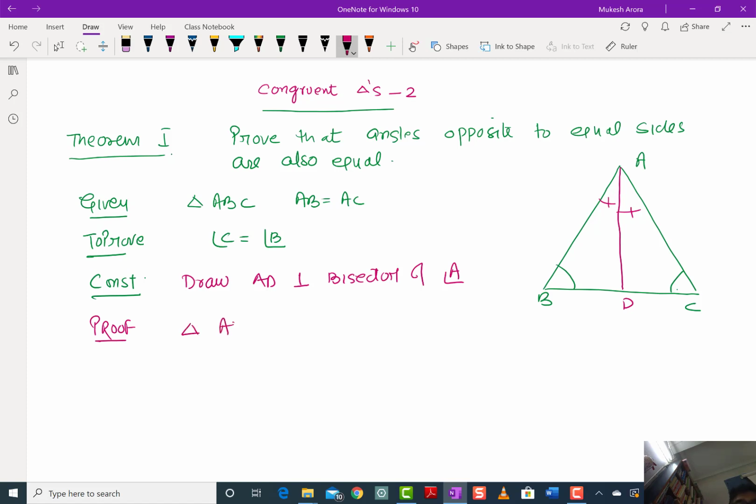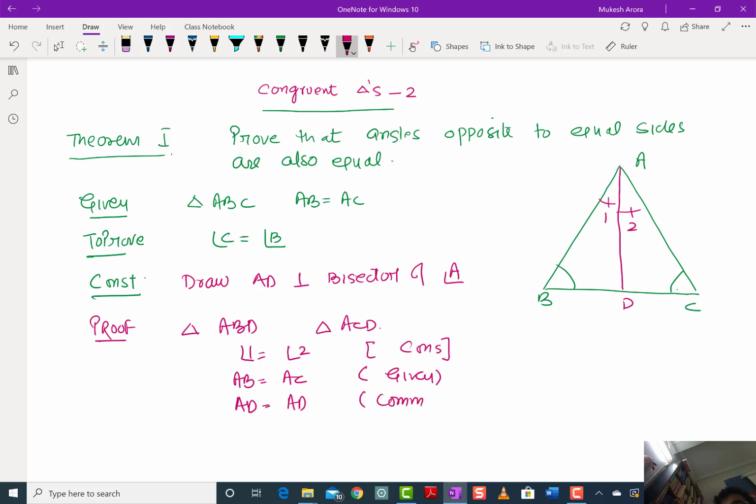In triangle ABD and triangle ACD, angle 1 is equal to angle 2, that is construction. AB is equal to AC, that is given. AD is equal to AD, that is common. Therefore, triangle ABD is congruent to triangle ACD.